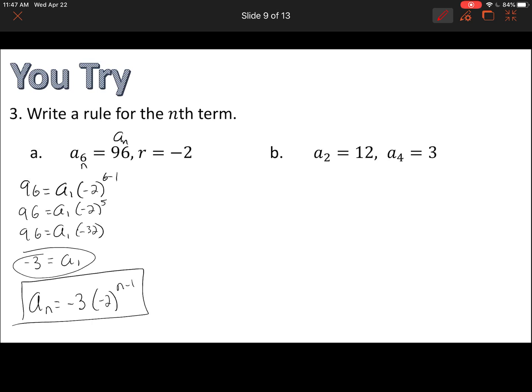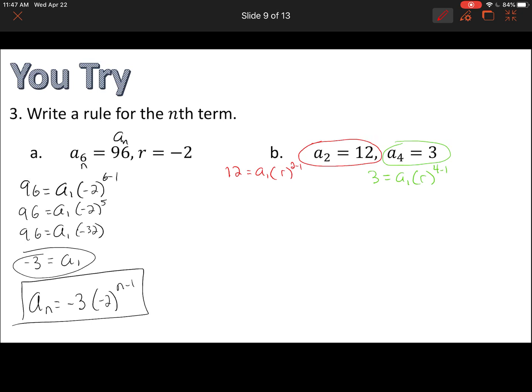All right, this one is like the previous example, where you're going to have two different equations and you're going to have to use a system of equations. So this represents this equation, 12 equals the first term, which I don't know, the r value, which I don't know, raised to the 2 minus 1. That's my n value there. This equation is 3 equals the first term that I don't know, r value that I don't know, n value of 4.